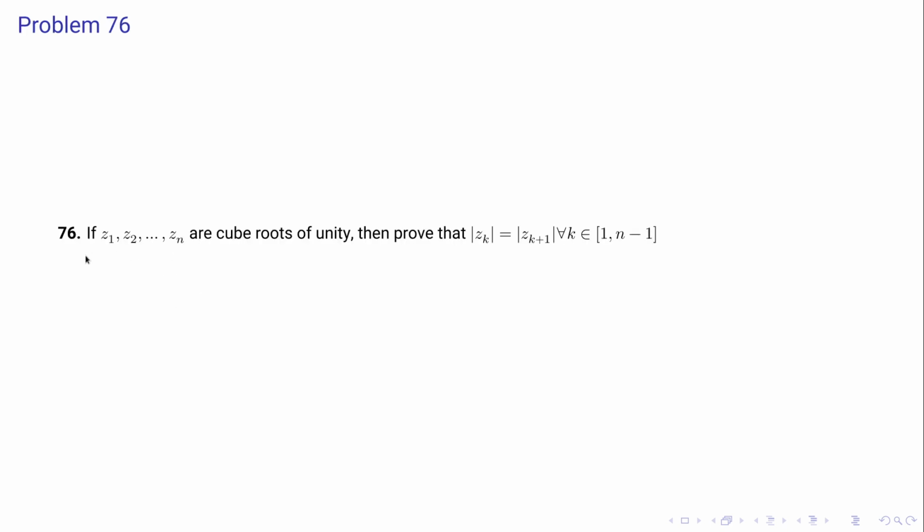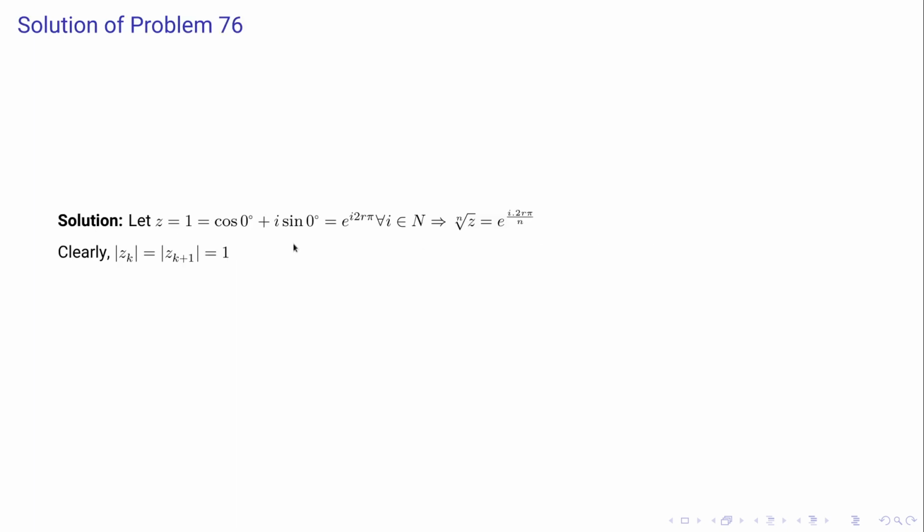Problem 76 says that if z1, z2 up to zn are nth roots of unity, then prove that mod of zk is equal to mod of zk plus 1, where k belongs to 1 to n minus 1. So if z is equal to 1, that is cos 0 degree plus i sin 0 degree, which is equal to e to the power i 2 pi, then nth root of z will be e to the power i into 2 pi by n.